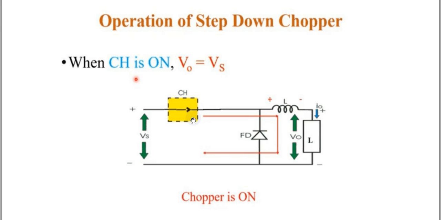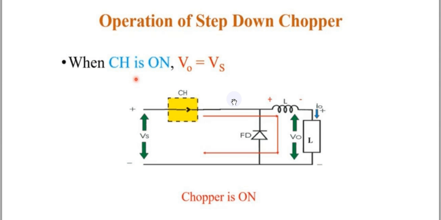So when chopper is on, V naught is equal to Vs, and in this condition the inductor L will store the energy. At that time the polarity appears positive to negative, and the direction of output current is downward from the inductor. So this is the operation of step down chopper when chopper is on.